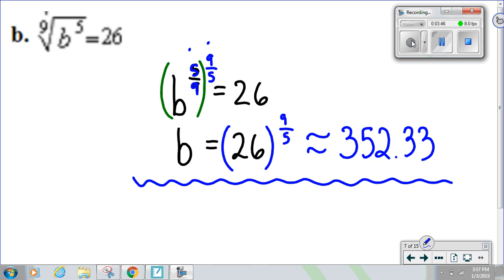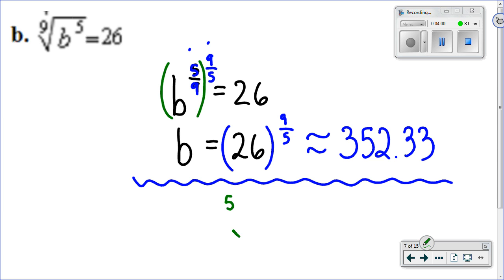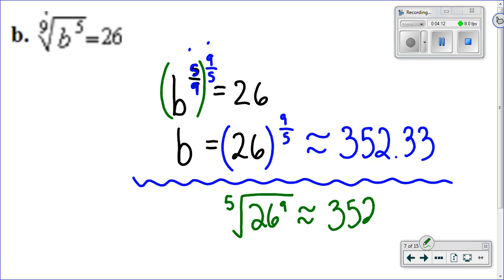The other way I could think about this is I could say, okay, 26 to the 9/5 power would be the same thing as saying the 5th root of 26 to the 9th power. So I could, in my calculator, take the 5th root of 26 to the 9th power, and I could enter that into my calculator. I would get the same thing, 352 and 33/100. That just depends on how much work you want to do entering that problem into your calculator.